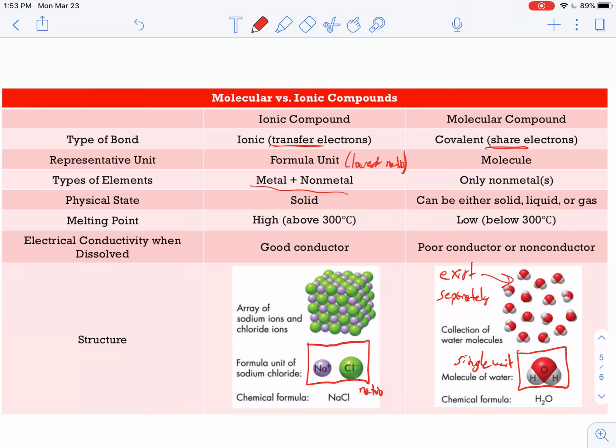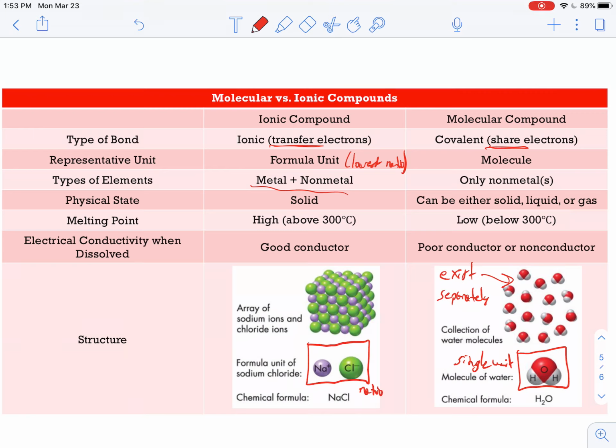Again, there really isn't much of a limit to the number of different nonmetals we can have. Something like glucose has 3 different elements in it. As we get more and more complex with our molecular compounds, we can have many different types of elements all involved with these molecular compounds.